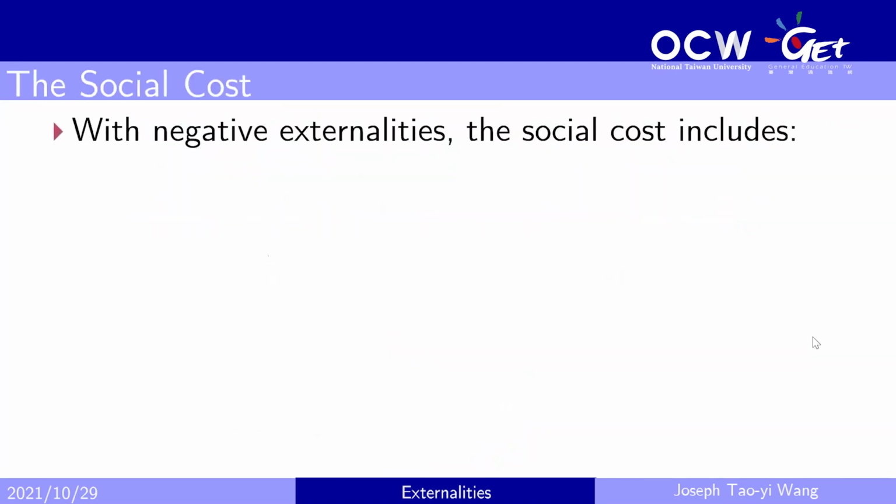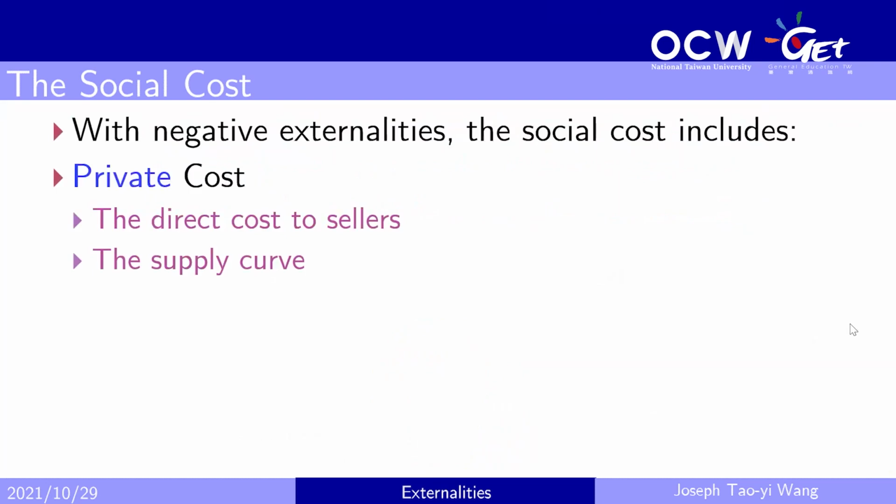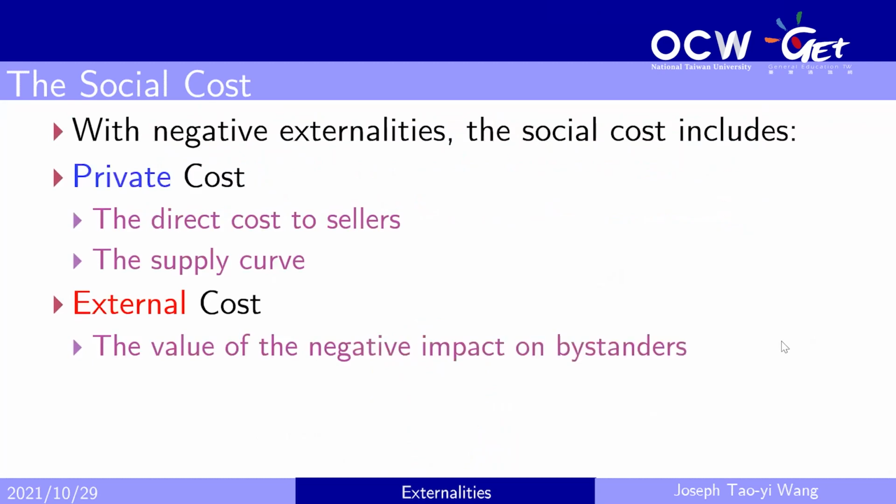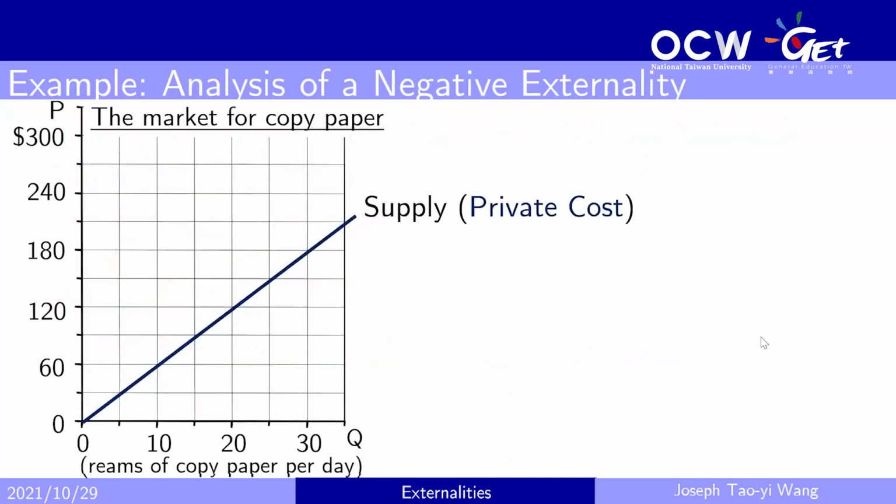All right, so with negative externality, you have what we call social costs. Social cost includes two things. One is the private cost. This is the cost that's directly imposed on the seller. So it's already reflected in the supply curve. But then there's this external cost. So this is the value of this negative impact on the bystander. And that part is not reflected in the supply curve.